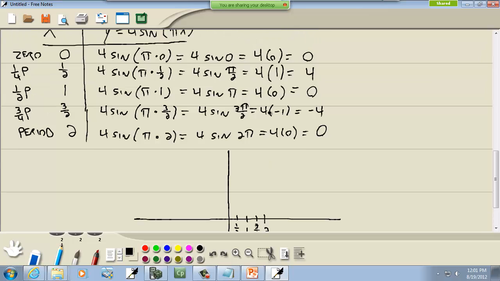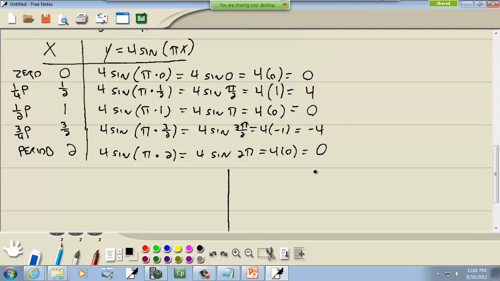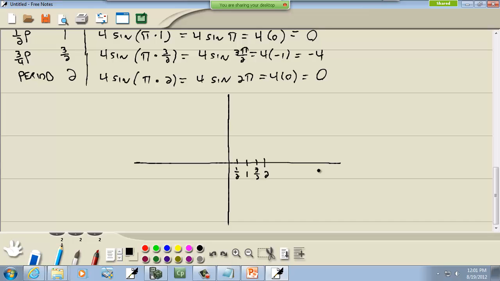If you look at your y values over here, it's going to bounce between 4 and -4. Well, if this distance here is 2, that's 2. This distance would be 4. And then this distance would be -4.